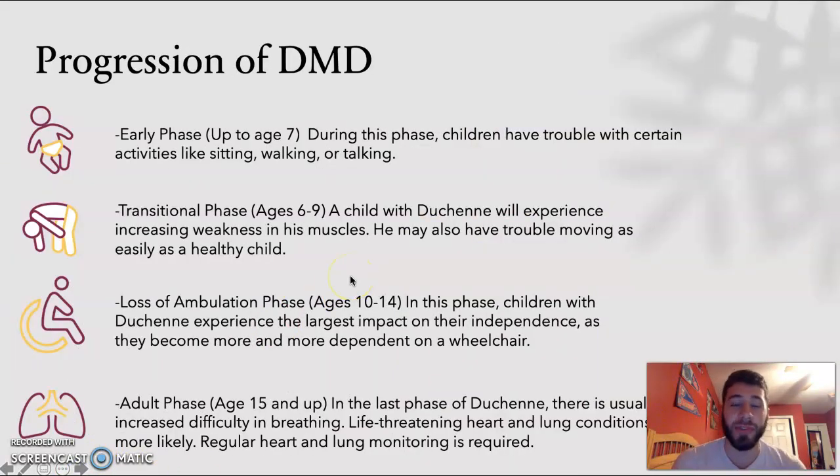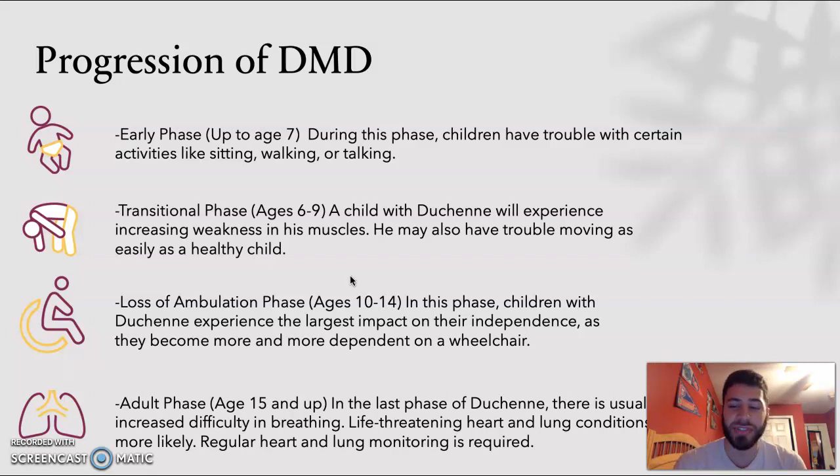Okay, so now I want to talk about the progression of Duchenne muscular dystrophy. It starts in the early phase, which is up to age 7. During this phase, children have trouble with certain activities such as sitting, walking, and talking. So pretty much just the basic activities of a young child.